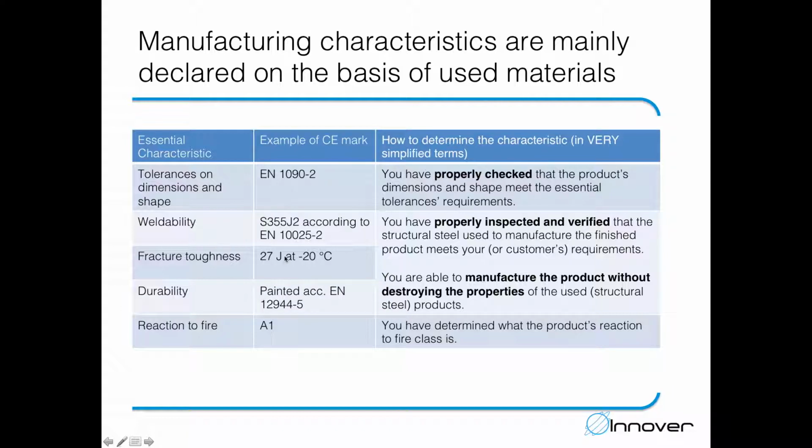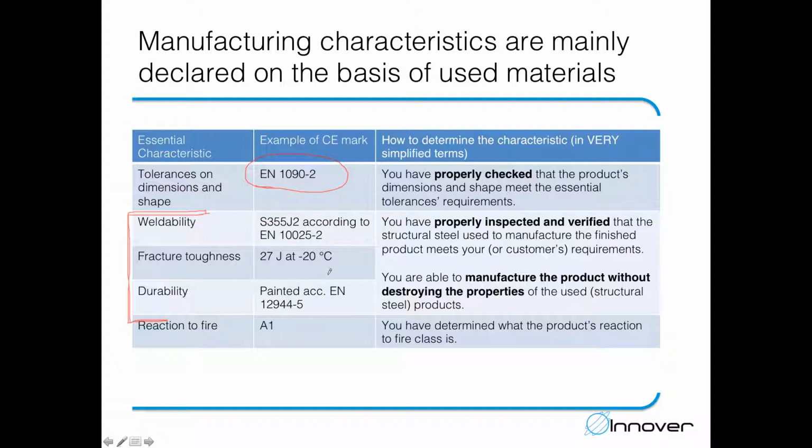So in terms of these essential characteristics that are related to the manufacturing, we are declaring some characteristics that are actually based on physically testing the finished product. And this is the tolerances on dimension and shape. But for the rest of these, you cannot really check the finished product to determine what the weldability is, or what the fracture toughness is, or what the durability is, if you don't actually control the manufacturing process.